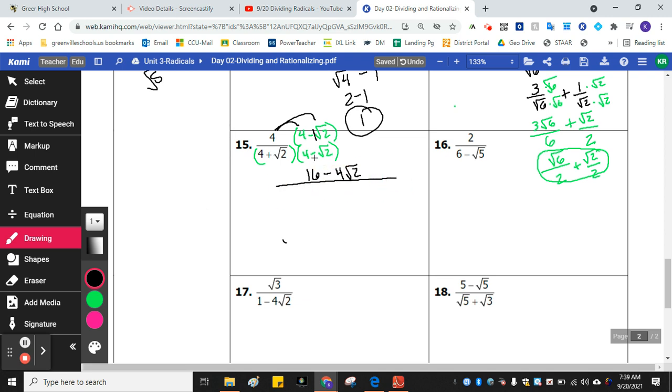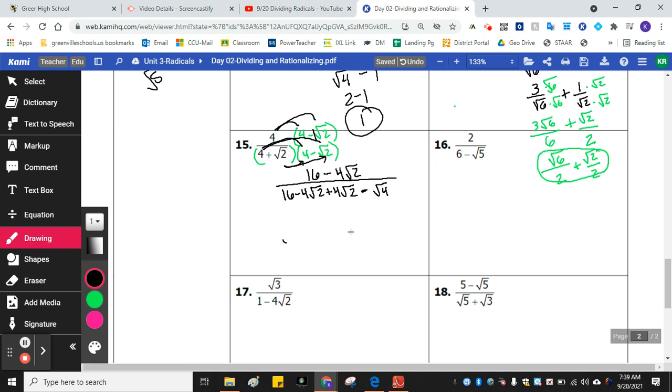The bottom is more difficult because you have to FOIL. Distribute every number to every number. So the 4 has to get multiplied to the 2 numbers. And if you notice, it's the exact same thing I did on the top. And then the square root of 2 has to get multiplied to both numbers. So square root of 2 times 4 is 4 square root of 2. And square root of 2 times square root of 2 is the square root of 4 with a negative in the front.